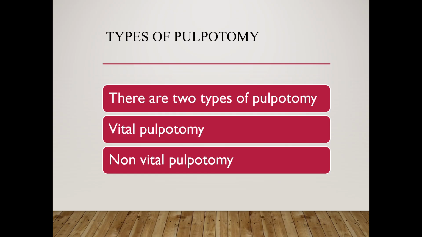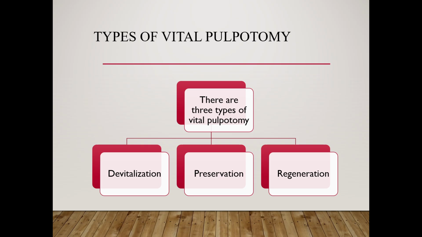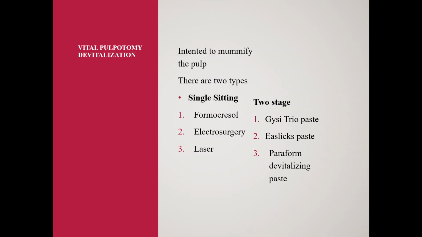Types of pulpotomy. There are 2 types, vital pulpotomy and non-vital pulpotomy. In the vital pulpotomy, there are 3 types, that is devitalization, preservation and regeneration, which we'll be discussing one by one. Now, what is devitalization pulpotomy?